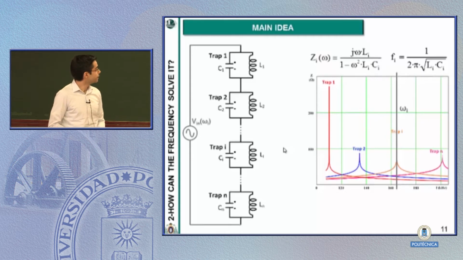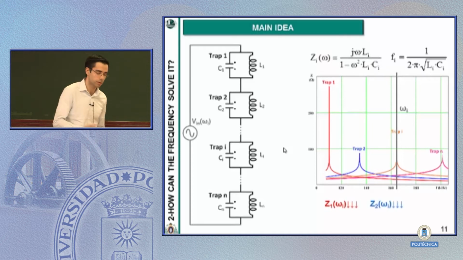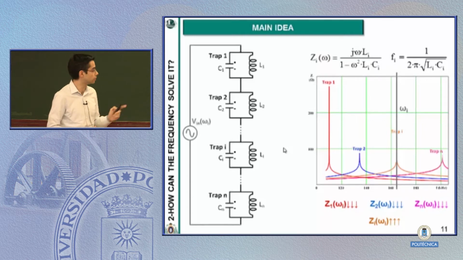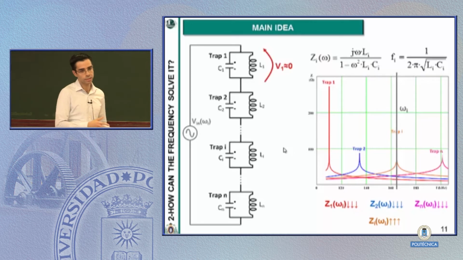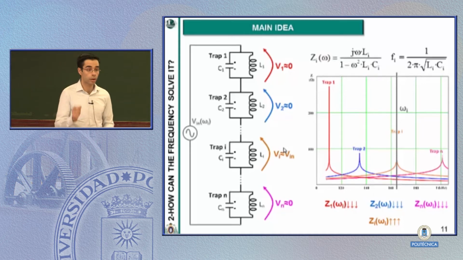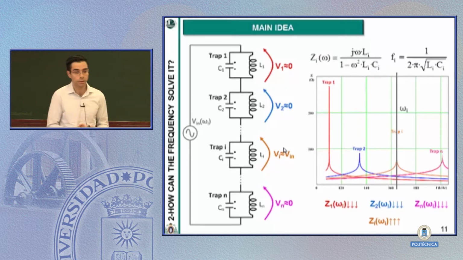What can we say about this? The impedance of trap I is considerably low. Also, the impedance of trap 2 and the impedance of trap N. At least they are lower than the impedance of trap I, because my frequency is equal to the resonant frequency of that trap. And if we look at the voltages in each of the traps, the voltage in trap 1, trap 2, and trap N are going to be nearly equal to 0. Actually, all the voltage is withstood by trap I, the one I selected with the frequency of the input voltage. So I can decide with the frequency which trap is going to withstand the voltage that I'm applying to the string.